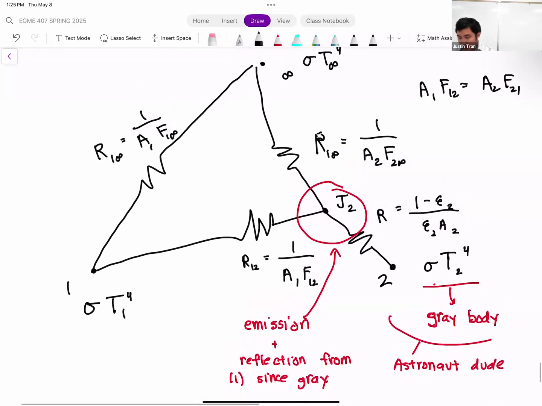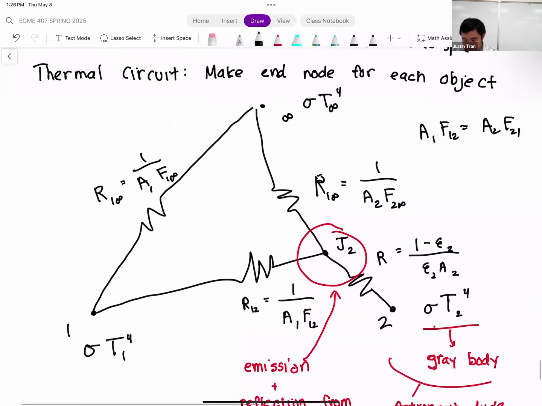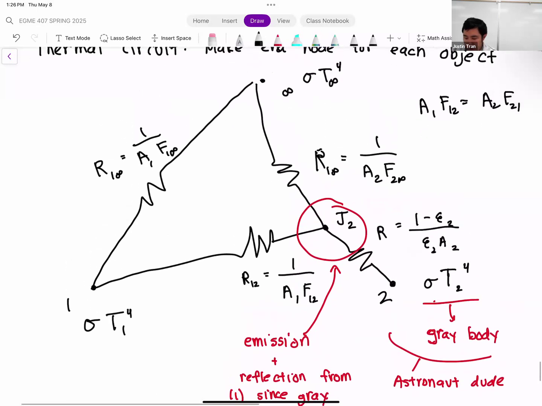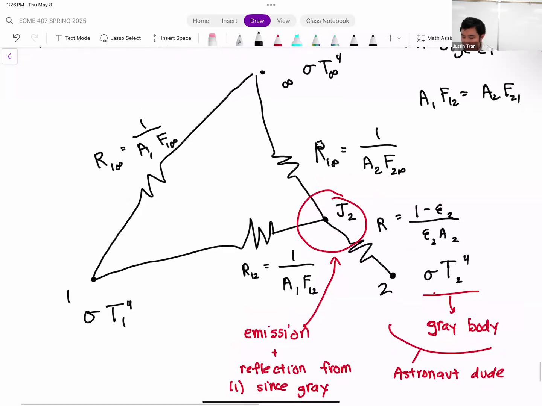All right. Any other questions on the circuit here? Okay. So now that we have our circuit, this one's not too bad. We just have three surfaces, just one gray body. So let's go ahead and compute all the view factors.